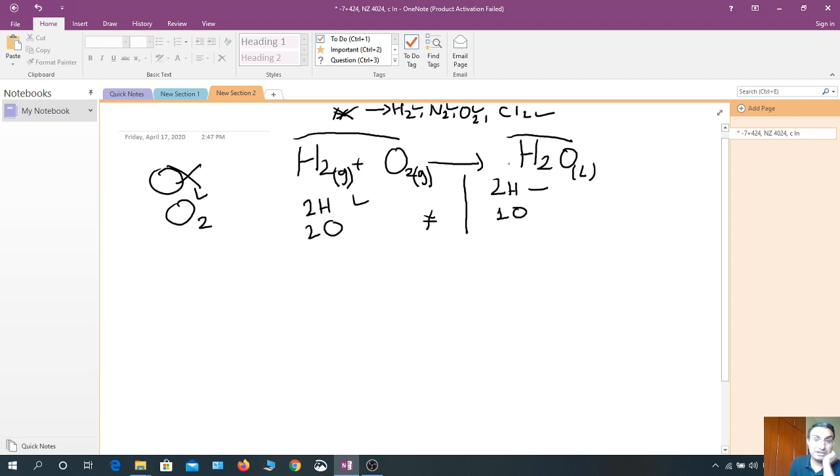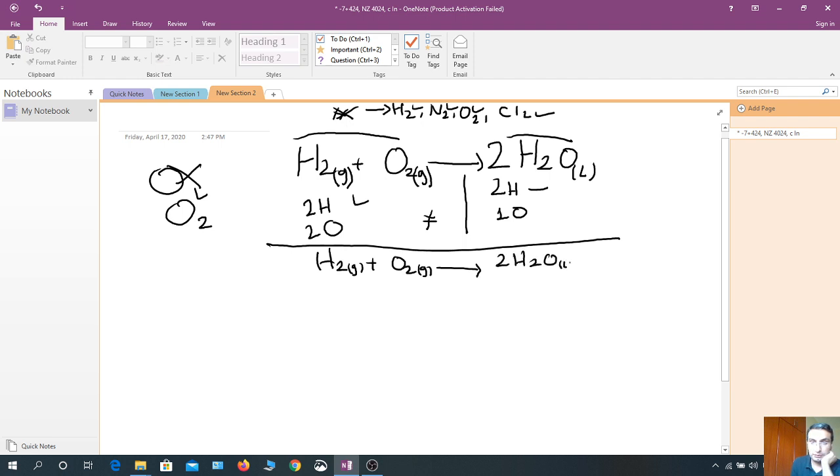If I put a coefficient here, of course I am going to change also the number of hydrogens. So which number should I put to make the oxygens equal? Definitely I am going to put the number 2. When I put the number 2, let me write once again: H2 plus O2 is going to give 2H2O liquid. Let me recount: this time I have 4 hydrogen and 2 oxygen on the left, and 4 hydrogen and 2 oxygen on the right.